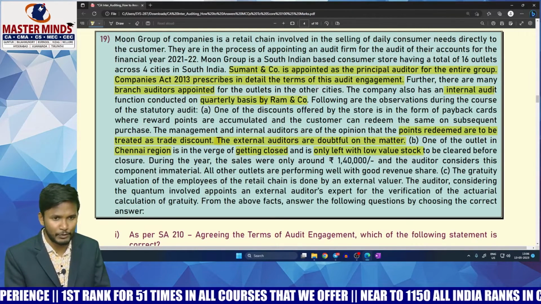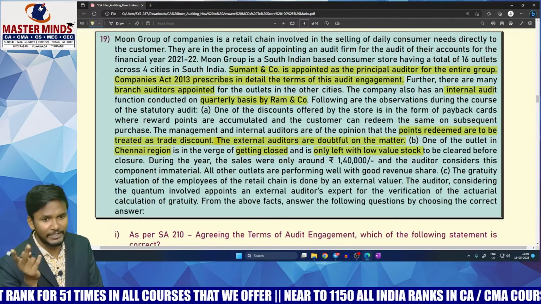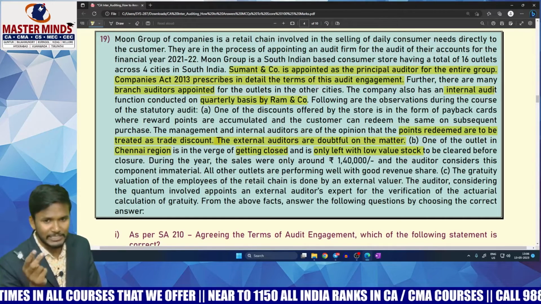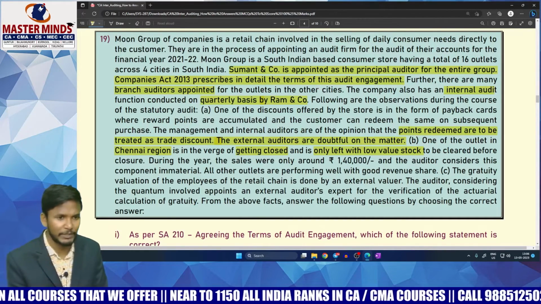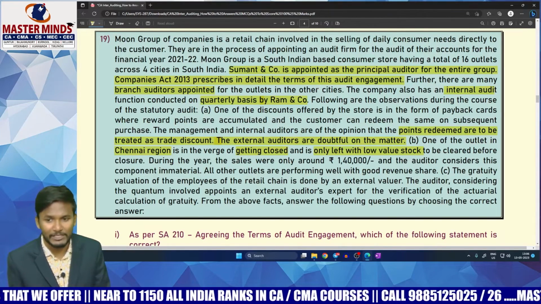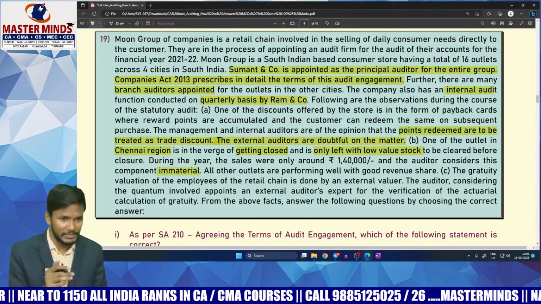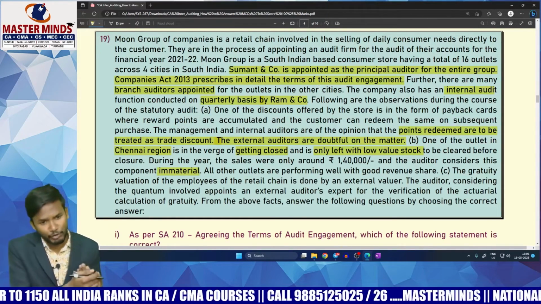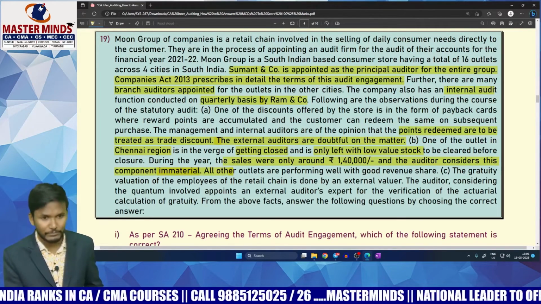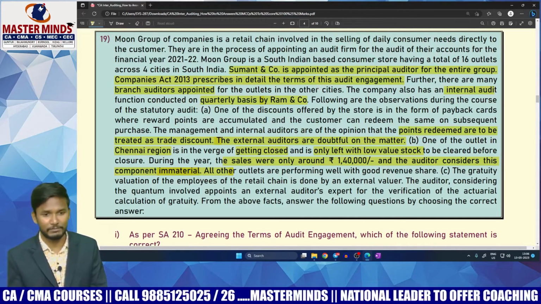Okay. So what are the observations? First observation, they are having a discount being given. They are treating it as a trade discount. The auditor has doubts here. Next one, there is a branch which is getting closed. There is a low value stock, immaterial stock. Next one, during the year the sales were only around 1,40,000 and the auditor considered this component to be immaterial. Very important. He's giving some reasons for why it is immaterial. Then he's only telling you it's immaterial. Okay. Next, all other outlets are performing well with good revenue shares. All others are performing well.